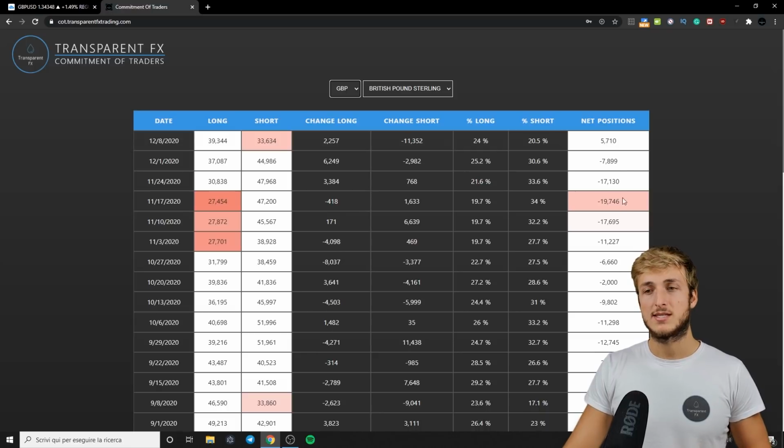And what we can see is that with the last report, net positions have been increasing quite massively on the pound, meaning that we went from having minus 19k net positions all the way up to having plus 5.7k net positions, with 2.2k longs added with the last report and a massive 11.3k shorts closed.